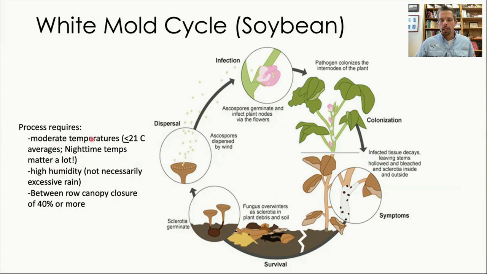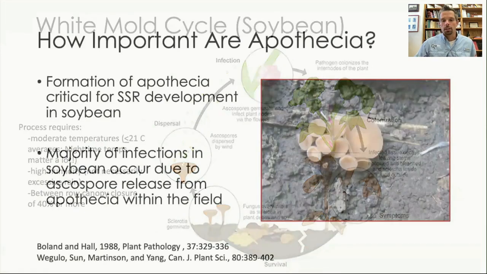I'll just jump to the chase right now: we know that these are some really important parameters here. We need cooler temperatures, especially daytime high temperatures need to be on the lower side. So those cooler days, we have to have high humidity that coincides there. And we have to have canopy closure of 40% or more between rows. So we have to have dense canopies in order for these things to actually develop.